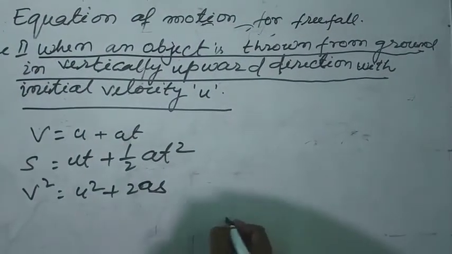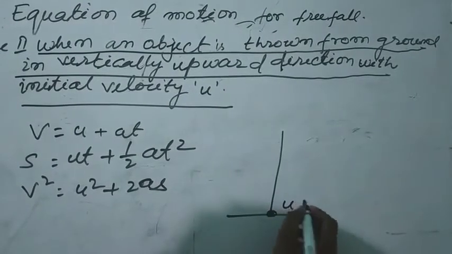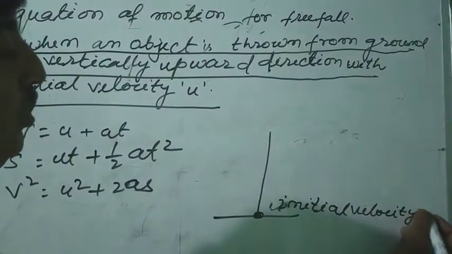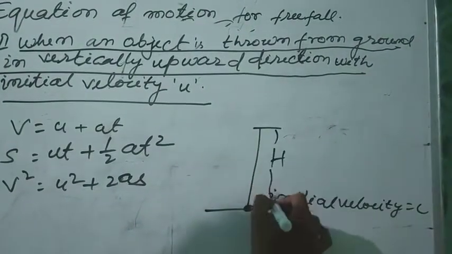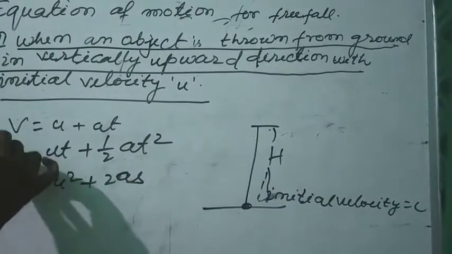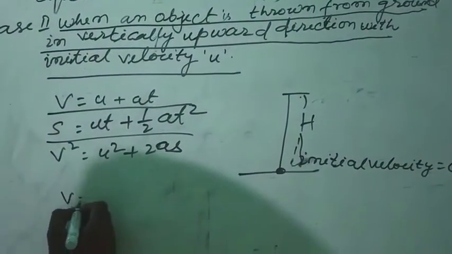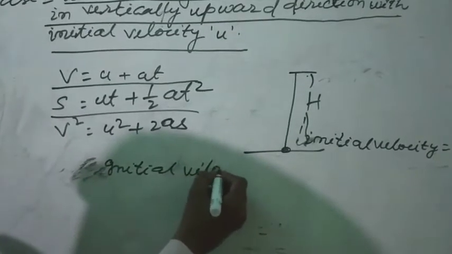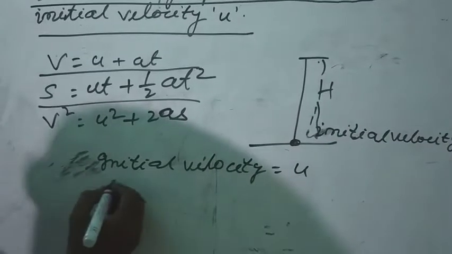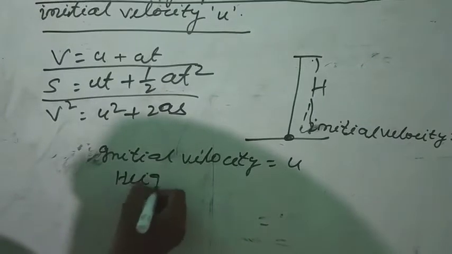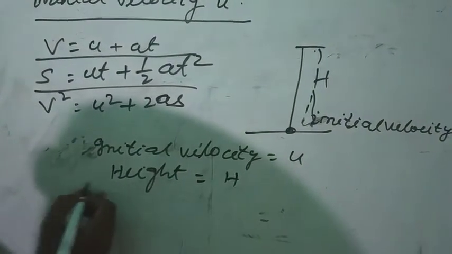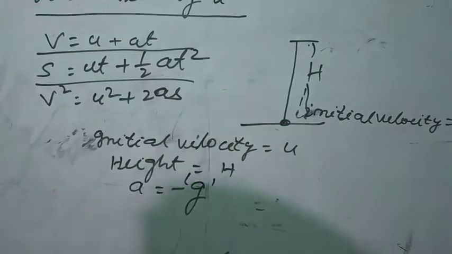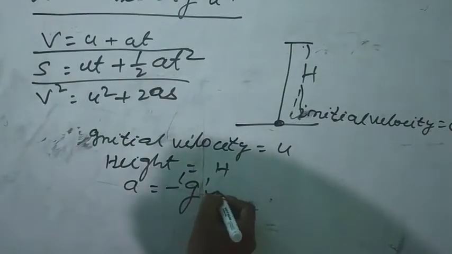And when an object is thrown from the earth with initial velocity u in the upward direction up to height h, then these equations of motion become: initial velocity is u and height is equal to h, and acceleration due to gravity means a is equal to minus g, because the velocity of the body continuously decreases.